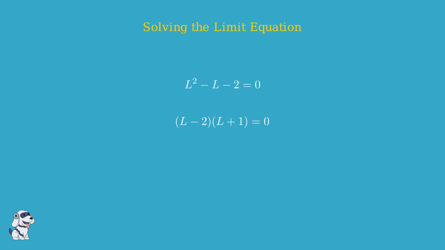Now we solve the quadratic equation. Factoring L squared minus L minus 2 gives us the product of L minus 2 and L plus 1 equal to 0. This gives us two potential roots, 2 and negative 1. However, our sequence consists of positive terms only. Therefore, the limit cannot be negative, and we must discard negative 1. This leaves us with our final result. The limit of the sequence is exactly 2.